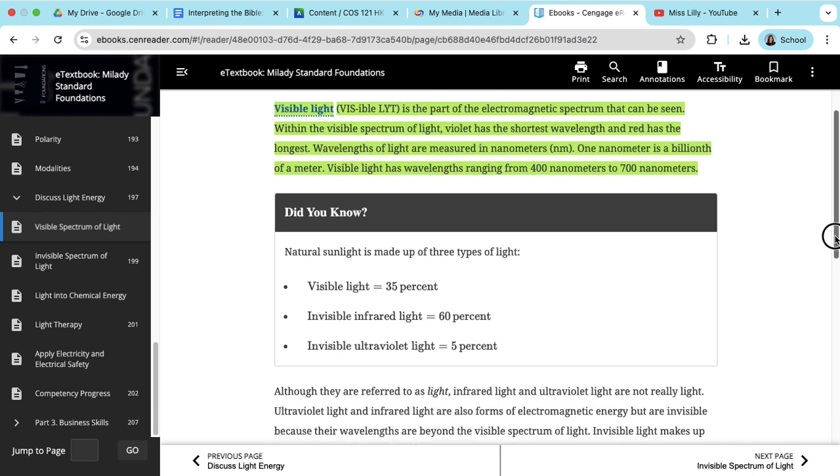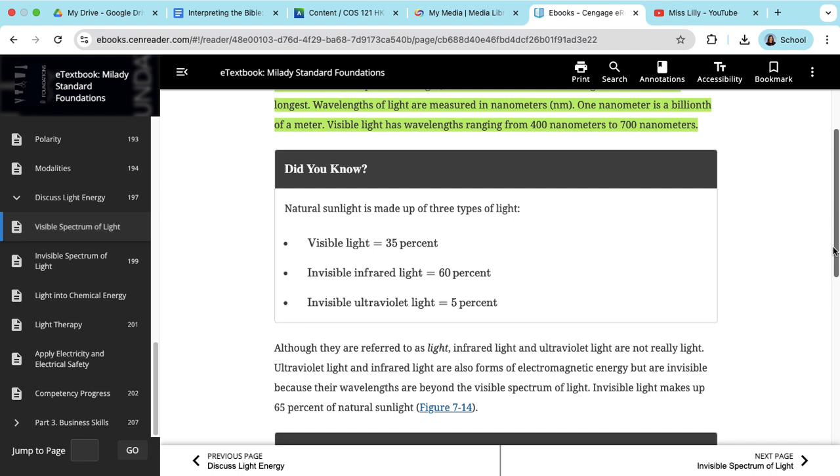In this little box, we have the percentage of every light. The visible light is 35%. The invisible infrared light is 60%. And the invisible ultraviolet light is 5%.